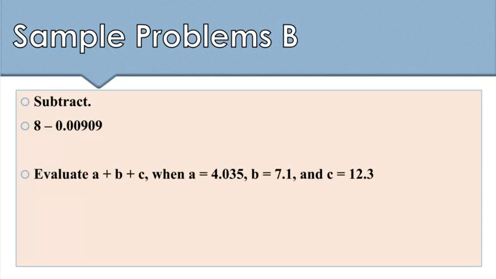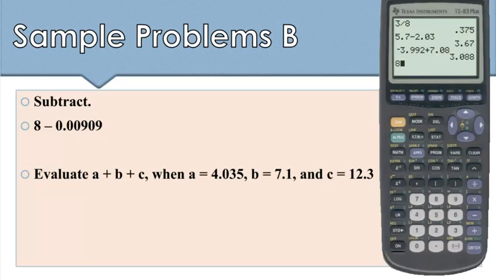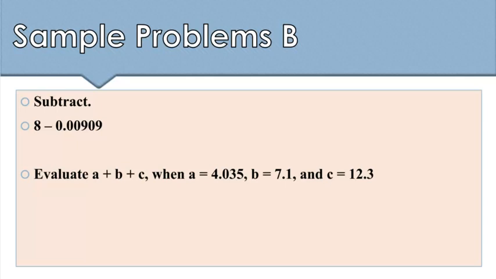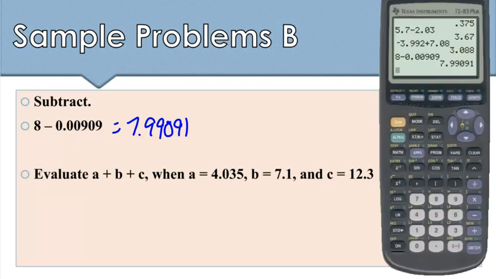So here it'll be just under 8, but let me grab our calculator. So we got 8, and we are subtracting 0.00909, gives us 7.99091. Just want to verify that quickly.